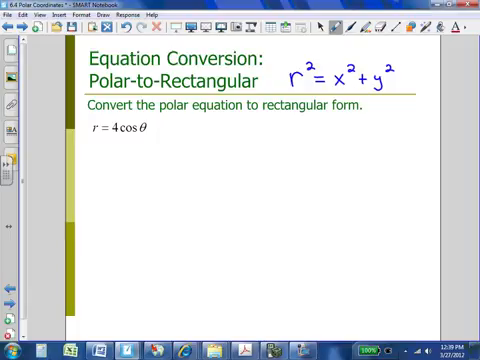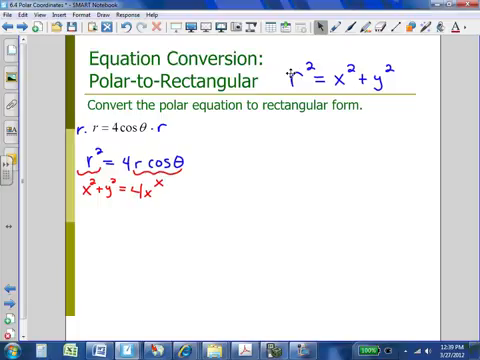So the thing we're going to do on this one, r equals 4 cosine theta, is multiply both sides by r. And you'll see why I want to do that in a second. So I get r times r is r squared. And here I get 4 times r times the cosine of theta. I wrote it in that order on purpose because look right here, r times the cosine of theta, that's just x. And over here, r squared, we just wrote that down. That was x squared plus y squared. So x squared plus y squared equals 4 times x.